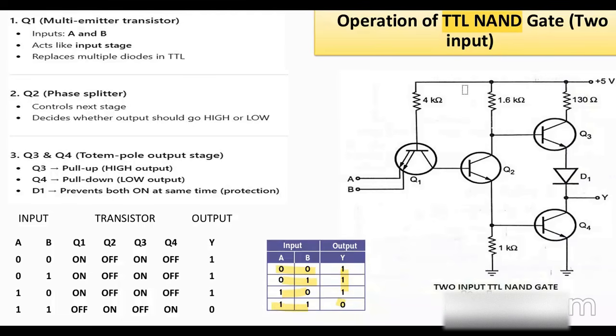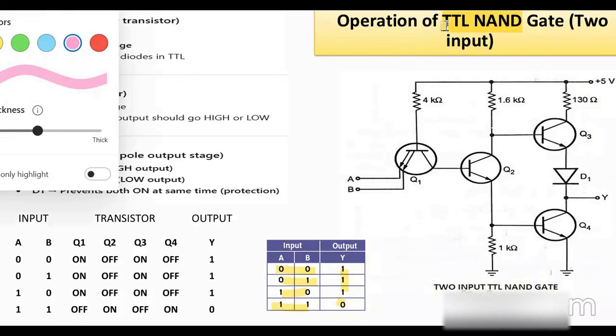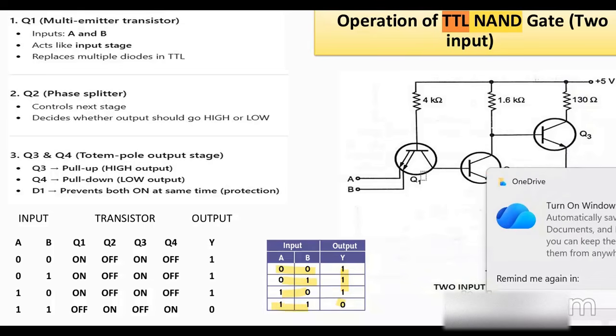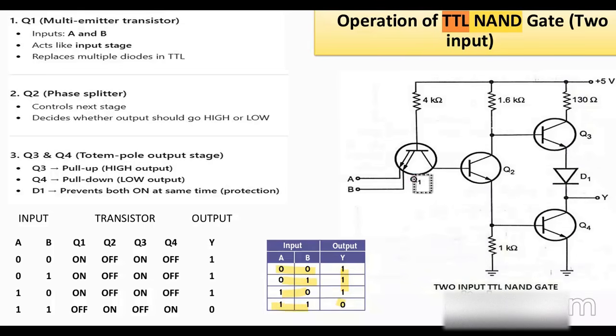So this is the diagram. As the name indicates, this is transistor logic. Whatever the design we are going to see of this NAND gate, we are using a number of transistors. This is the entire design. Now we will see what is Q1. There are four transistors. The first one is Q1, this is Q2, this is Q3, and this is Q4.